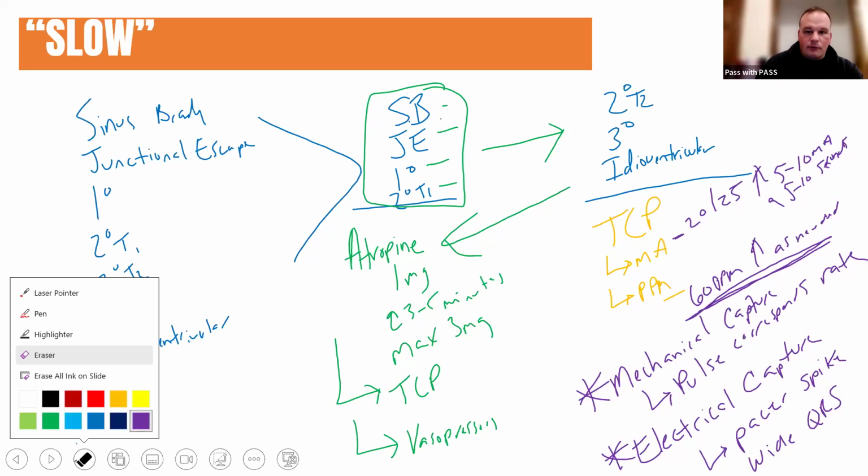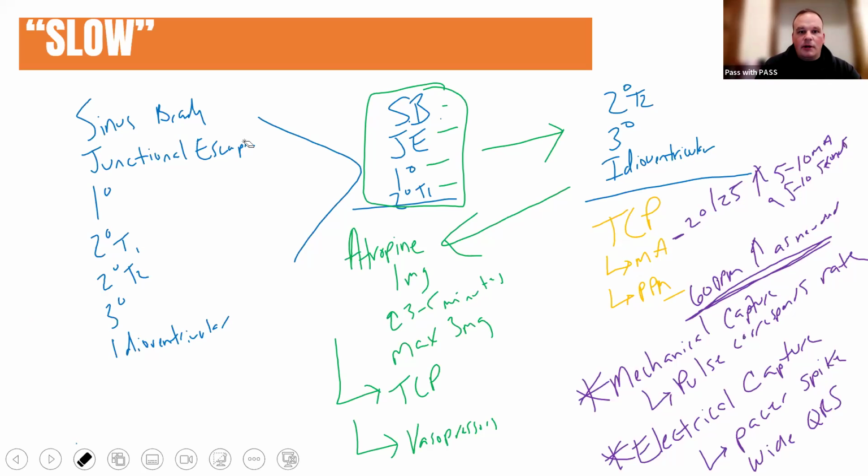So I'm going to erase. Oh, I got a question. Let me jump and see what that is. So what would happen if you don't have both by some chance is the question. If you don't have both, that's a great question, you're probably not effectively pacing the patient.